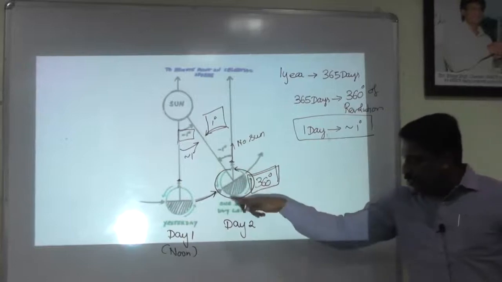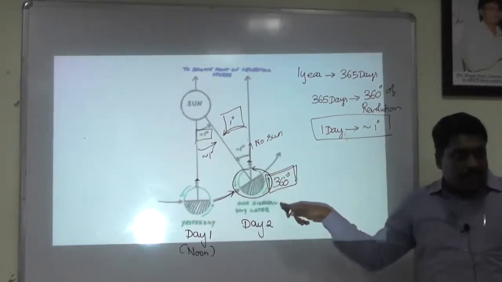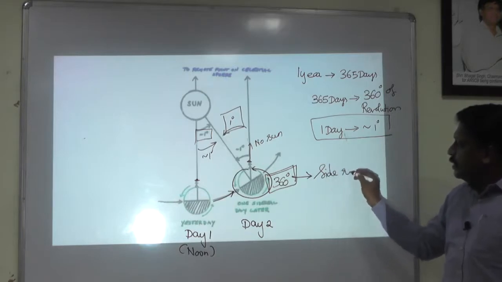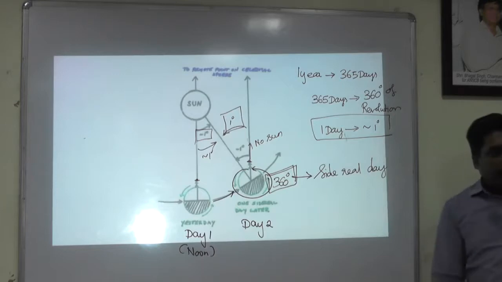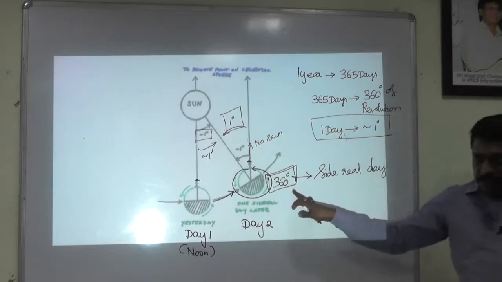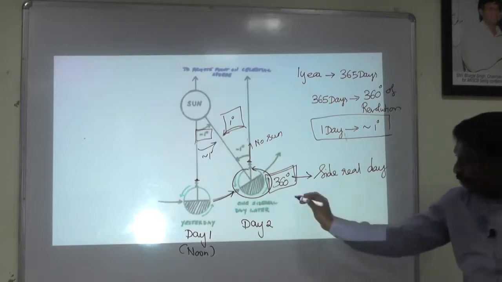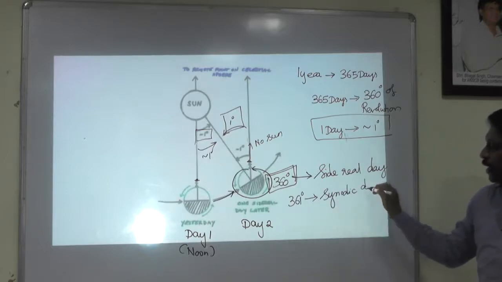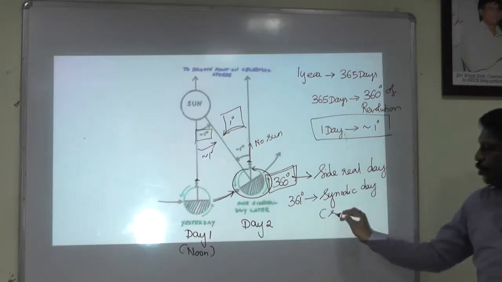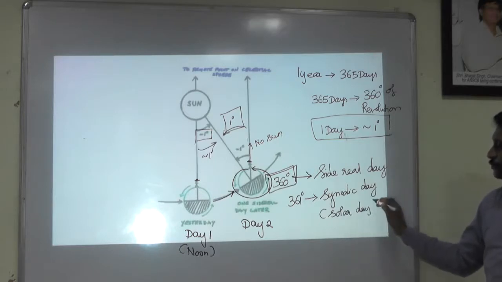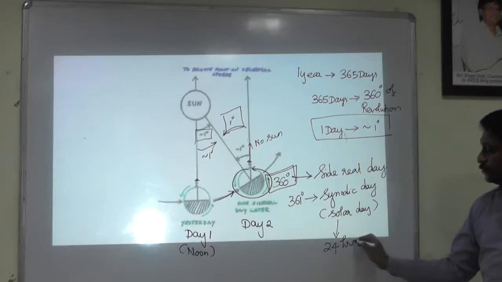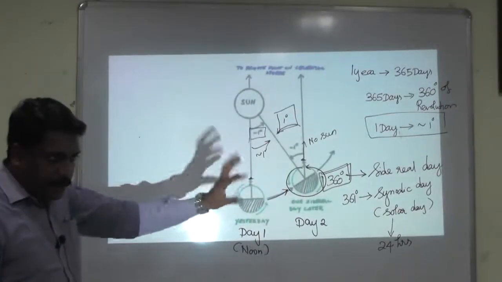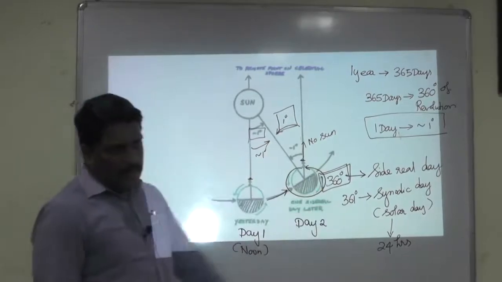When I refer to the 360 degrees of rotation, very popularly I call it a sidereal day. Just to tell you, there are two types. This 360 degrees of rotation I call a sidereal day, whereas the 361 degrees of rotation I call a synodic day. Sometimes the synodic day is very popularly called a solar day. This is my 24 hours. So there are two types of day: one, sidereal day, and two, synodic day.